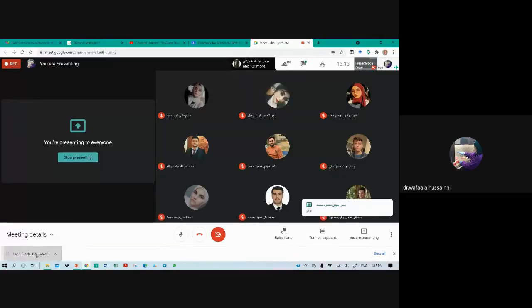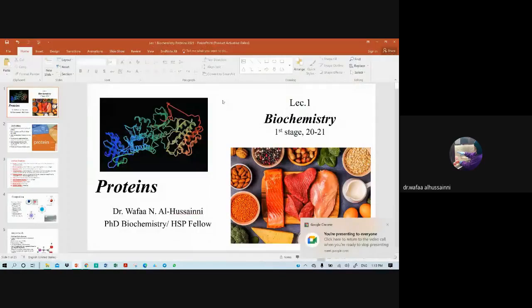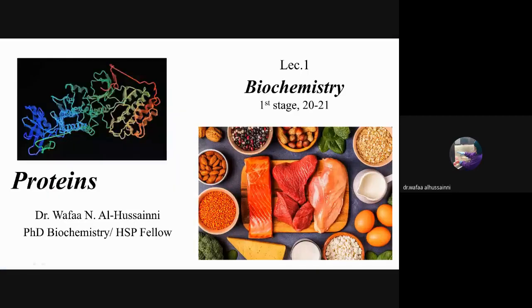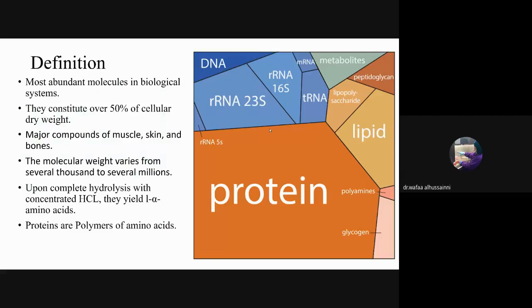Okay, so as we mentioned, today will be our first biochemistry lecture for this semester, and it's going to be about proteins. First, we will start with some definitions. طبعا proteins they are the most abundant molecules in our system.